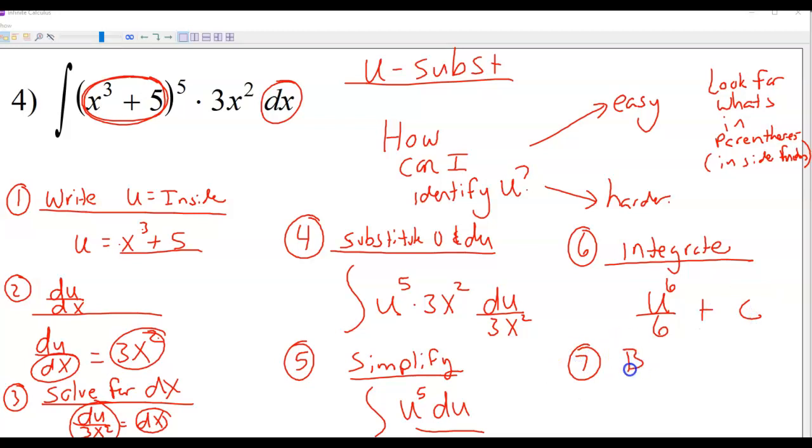And then we substitute back into the equation what u was in the first place. So we're going to back substitute. So what was u again? U was x cubed plus 5. So I'm going to write it like this. X cubed plus 5 to the 6th power over 6 plus c.